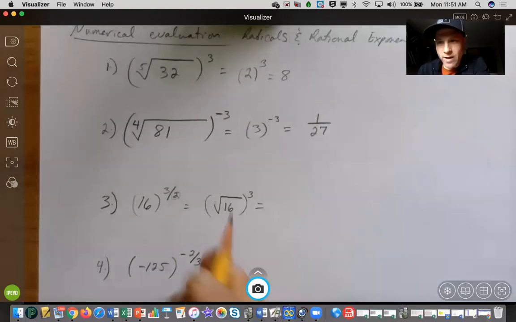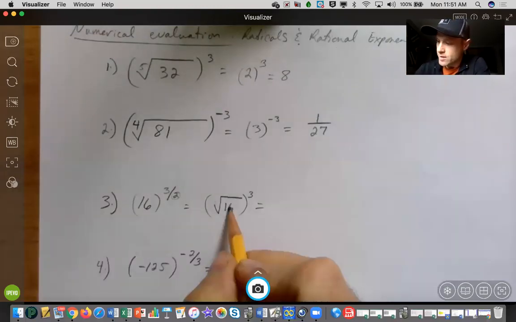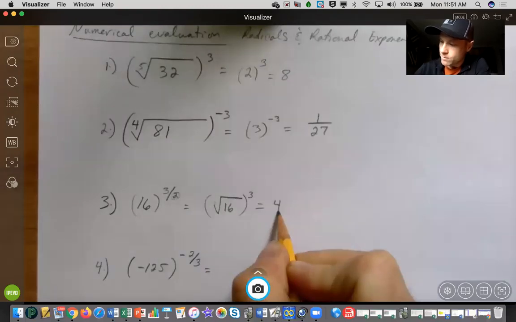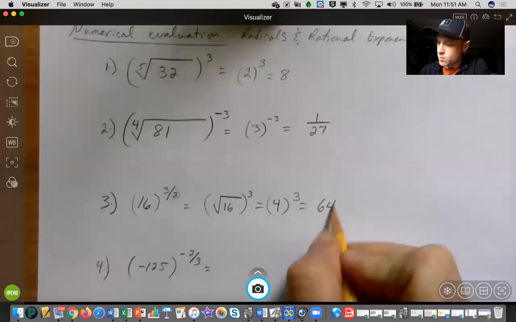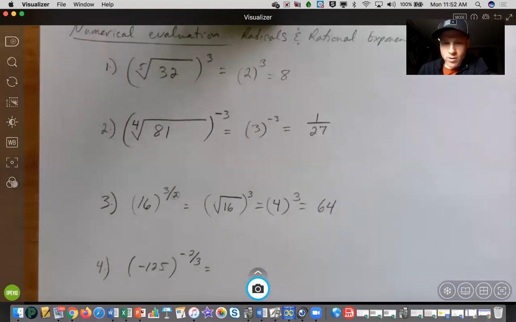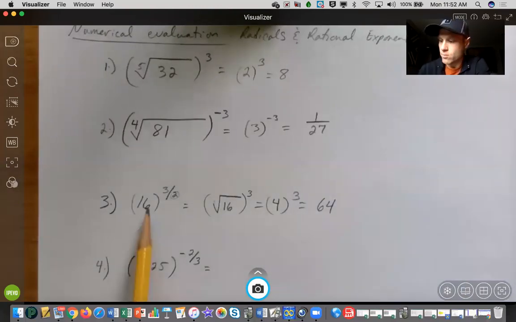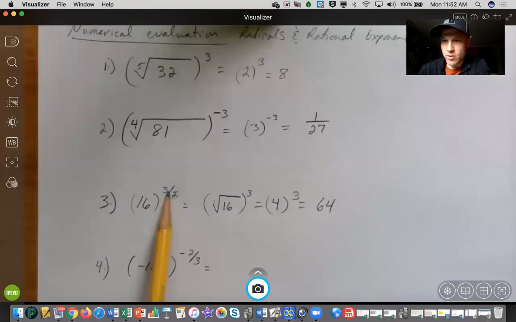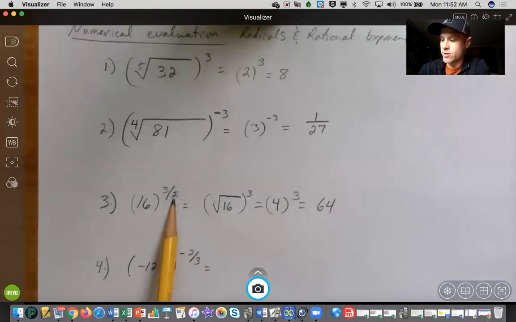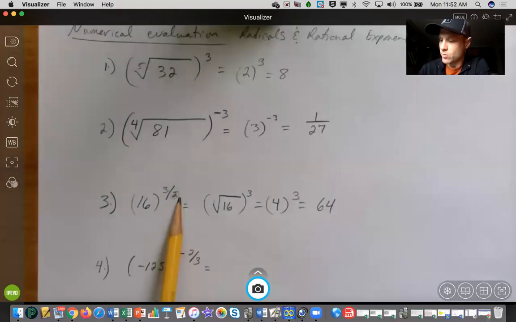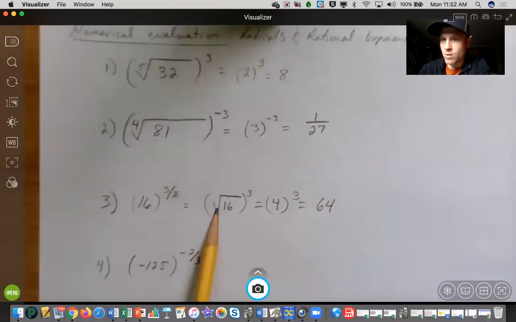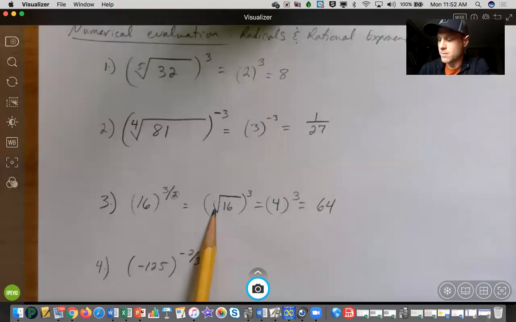So then we just do the evaluation. It makes sense now that we're doing a square root of 16 cubed. The square root of 16 is 4. Cubed is 64. Okay? So I think it's easier, when the exponent's a fraction, to rewrite it so that the root is the denominator of this exponent. So we'll translate this into a radical so we understand better what we're trying to accomplish.